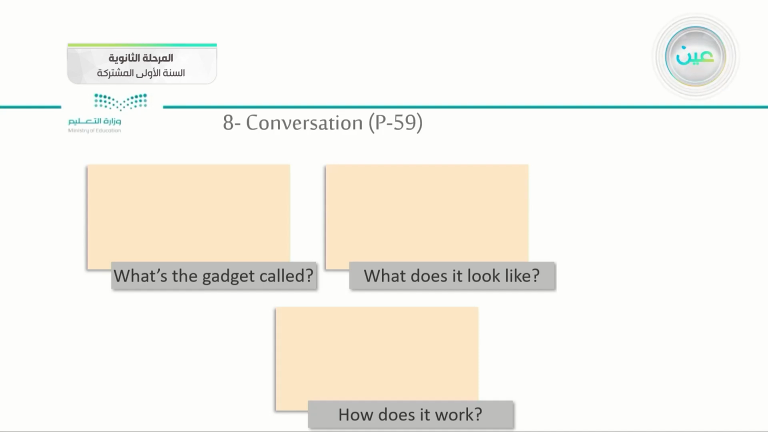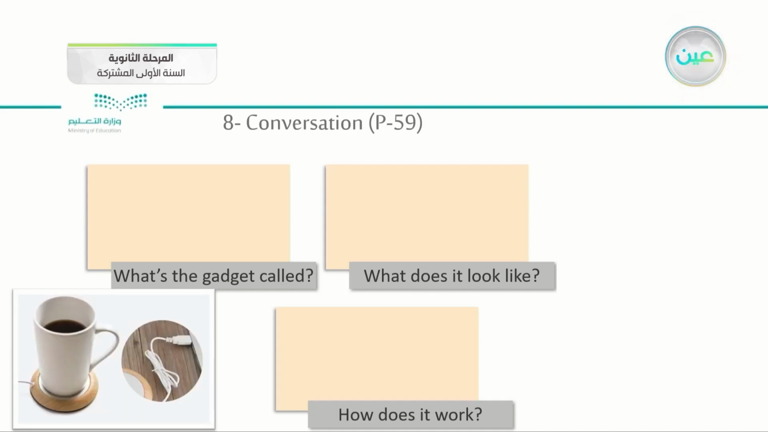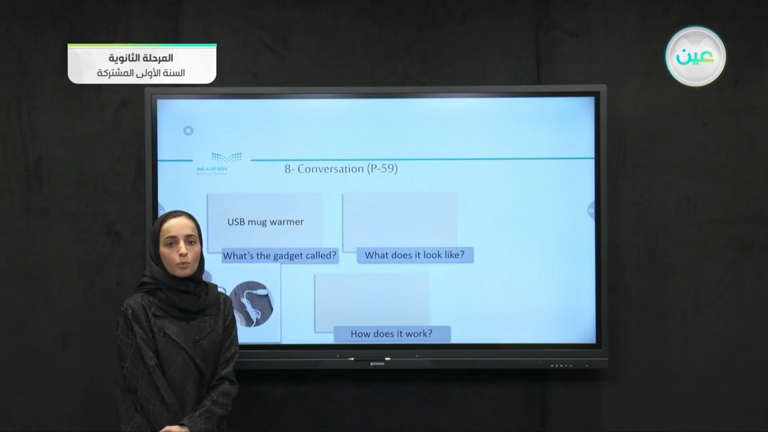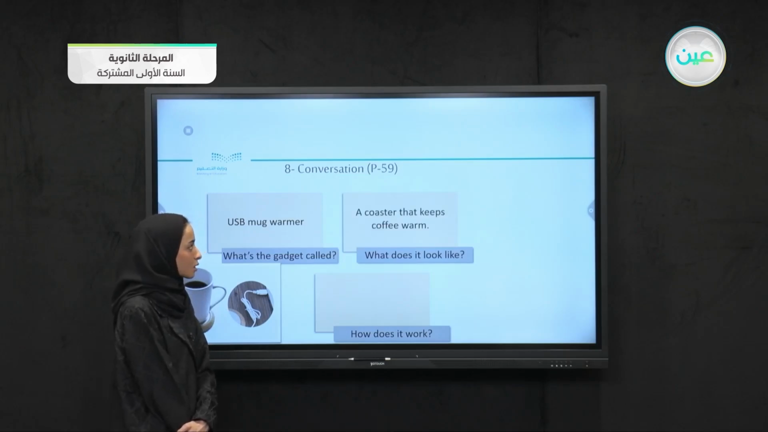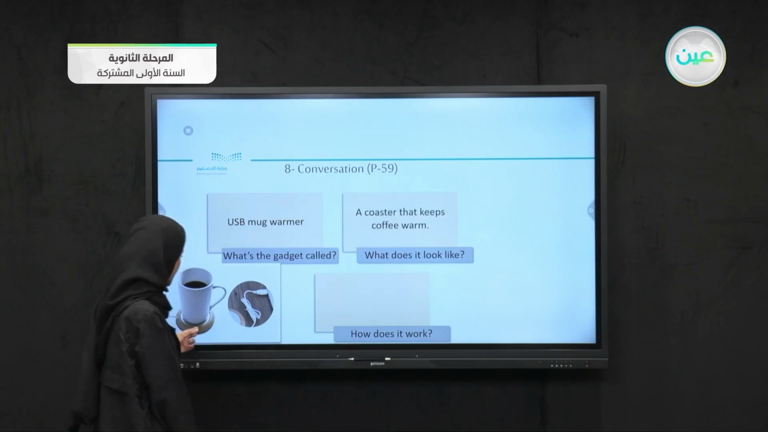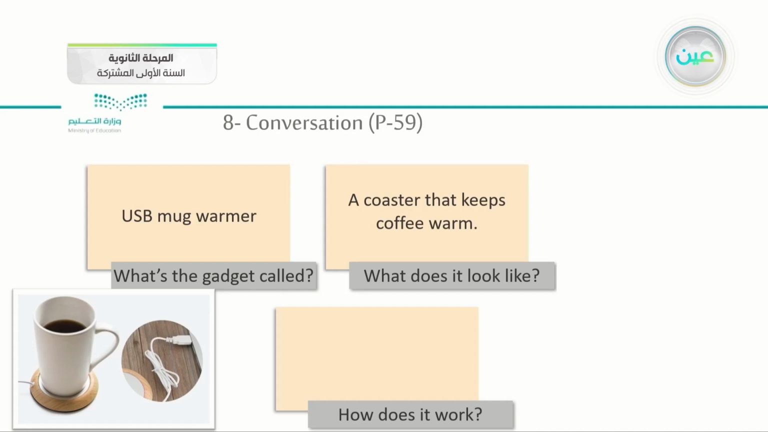For me, I will speak about this one, which is the USB drink coaster. What is it called? It is actually called a USB mug warmer. It keeps the mug warm, or the drink within the mug. What does it look like? It looks like a coaster. This one is the base, the coaster, that keeps the coffee warm. This is how it looks.